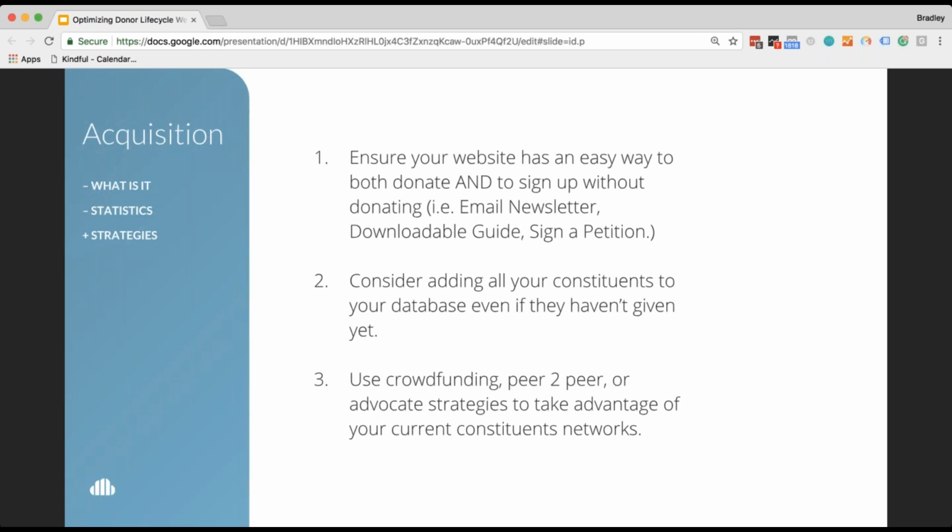So although we do refer to most of these things as donor management software, you can and maybe even should be tracking people before they become a donor.